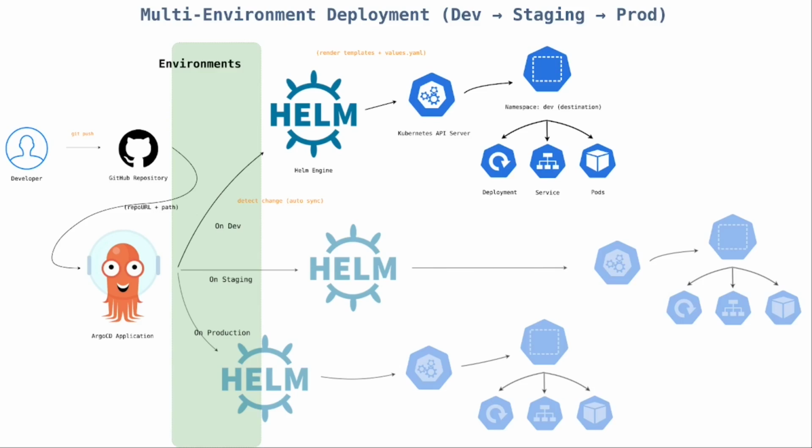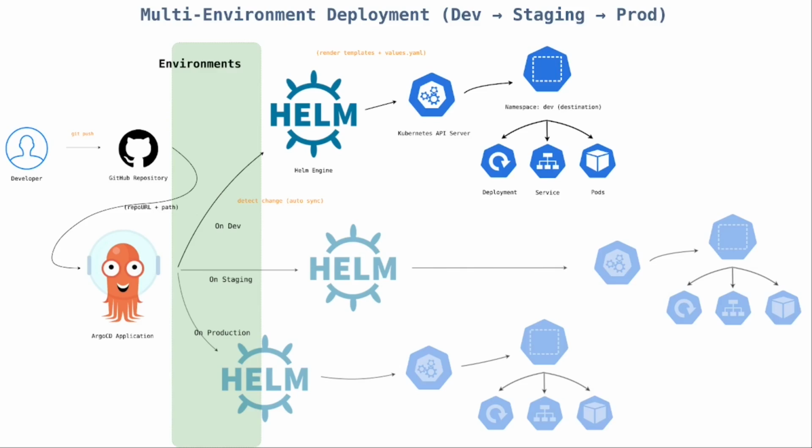Deployment flow per environment. Each environment follows the same deployment logic but uses different configurations. For example, in the dev environment, ArgoCD reads the Helm chart from the app directory and combines it with the values YAML file from environment/dev. The Helm chart is then rendered into Kubernetes manifests and deployed into that namespace.